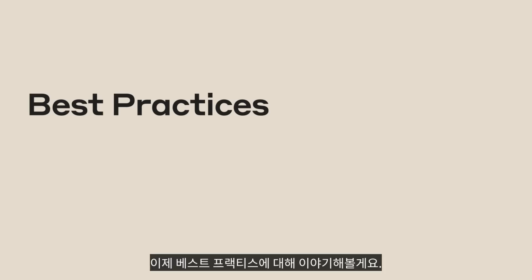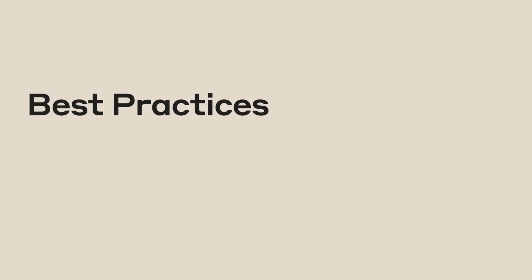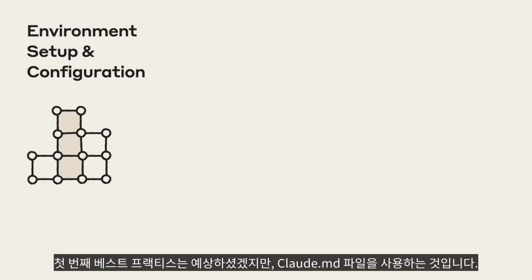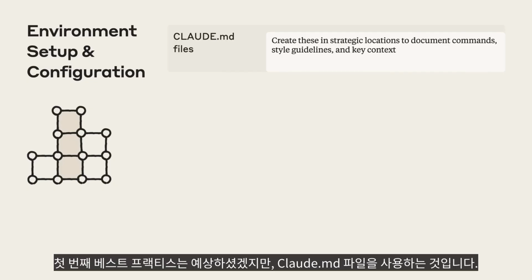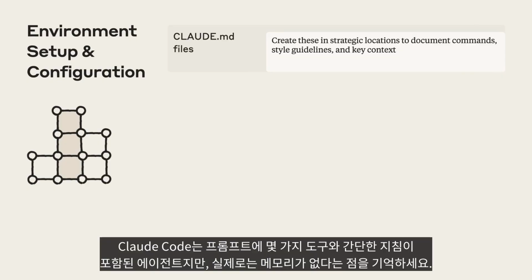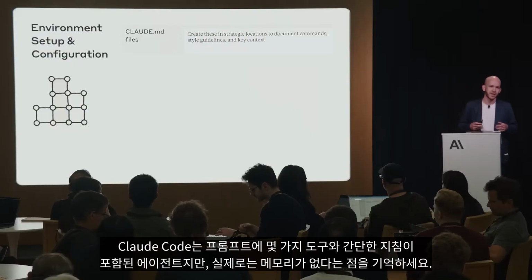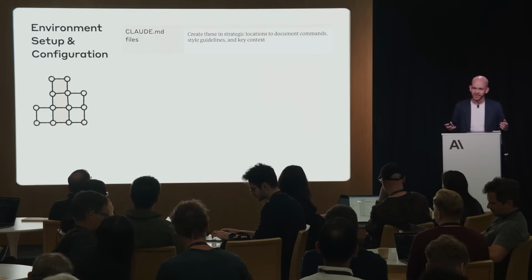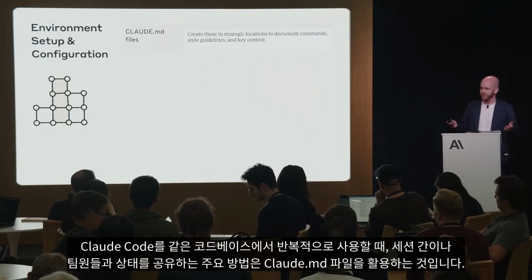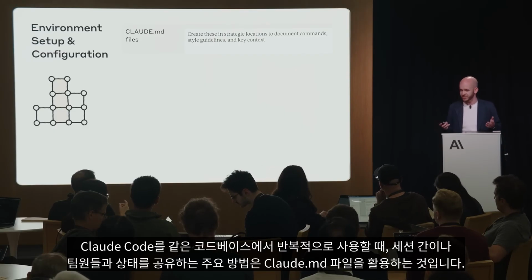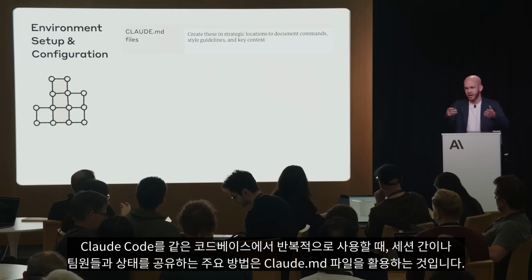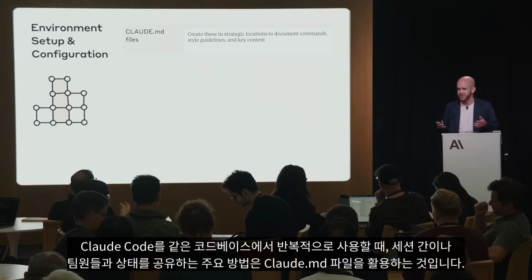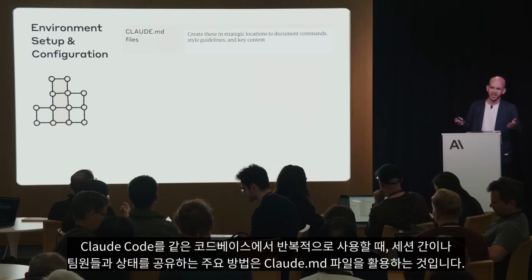Now, let's talk about best practices. The first one is not going to be a surprise: use claude.md files. Remember that Claude Code, like I said, is an agent, and it has some tools. It has some lightweight instructions in the prompt, but it doesn't really have memory. And so the main way we share state across sessions or across our team when we fire up Claude Code in the same code base over and over again is this claude.md file.